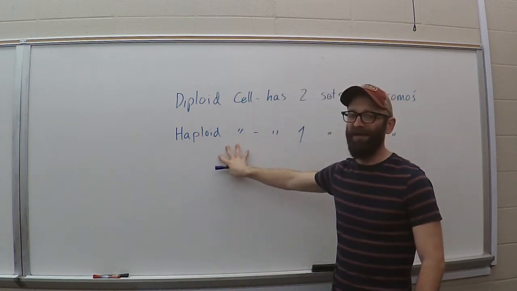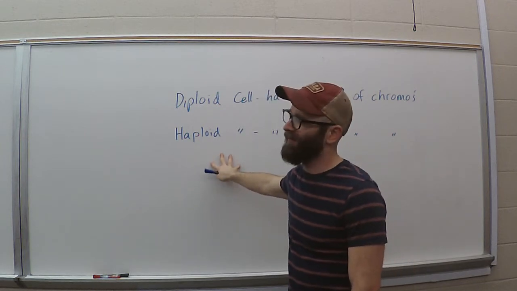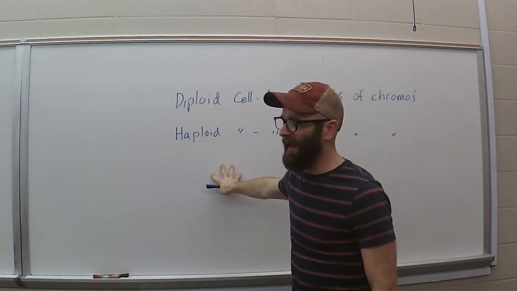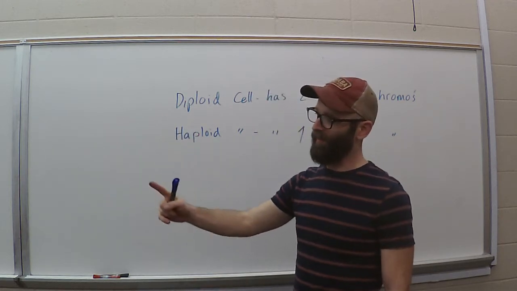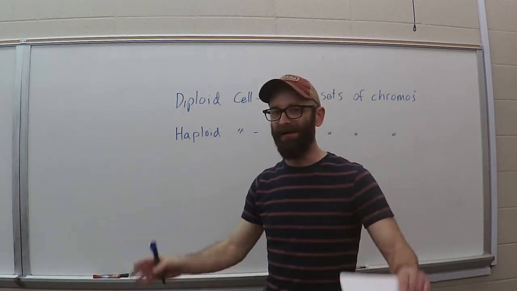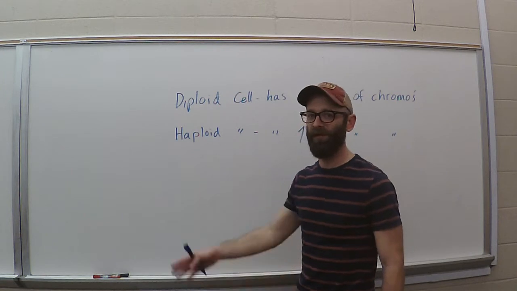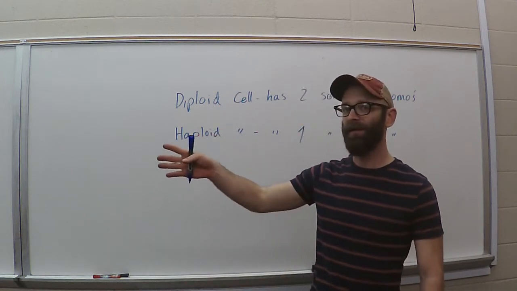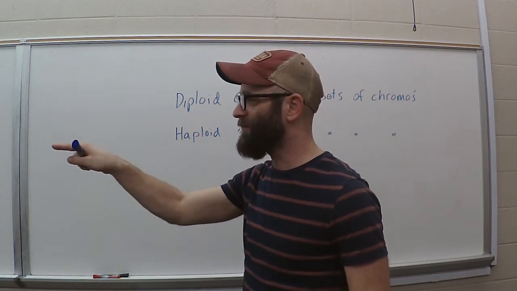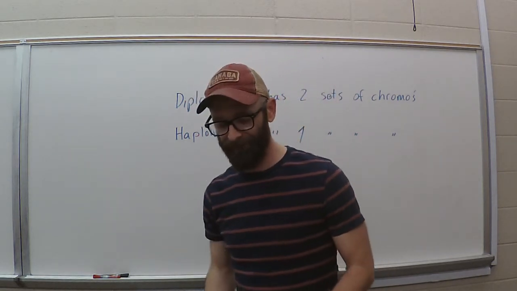So haploid cells don't have chromosome pairs. A haploid human cell only has 1 chromosome number 1, 1 chromosome number 2, 1 chromosome number 3. A diploid human cell has 2 of each. So if you're looking at a haploid karyotype of a human cell, then you would only see 1 of each of those pairs.